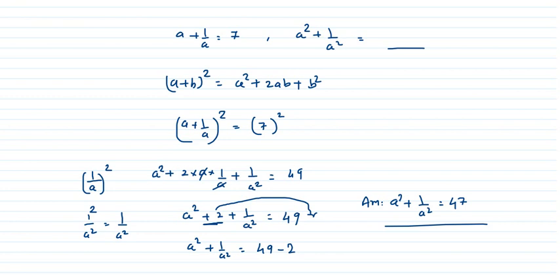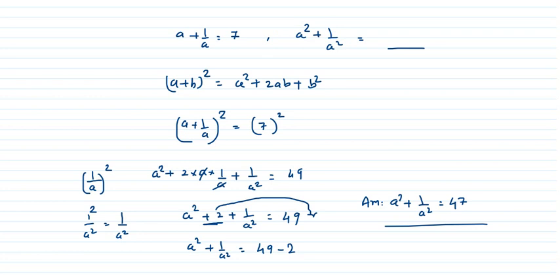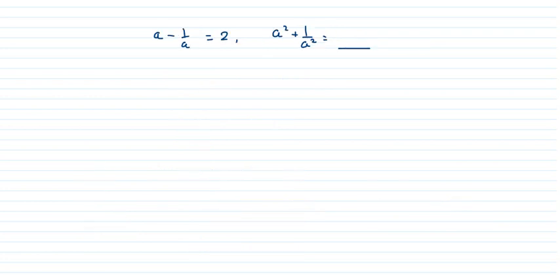Same thing if you have a minus. See the last sum over here. Okay, a minus 1 upon a. Let's say the question says it is equal to 2. What you need to find out is the same thing: a square plus 1 upon a square. That you need to find out. So just follow the same thing. Square both sides of your question. Simple. This is your question.